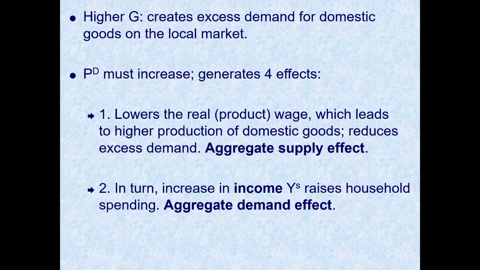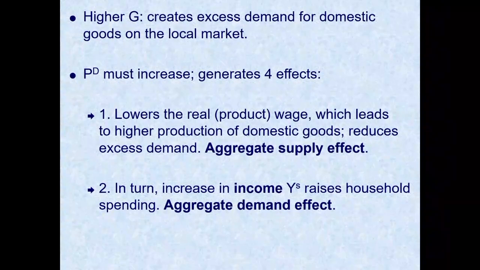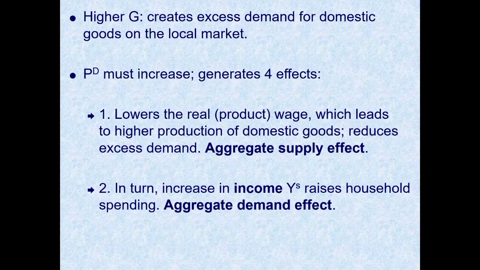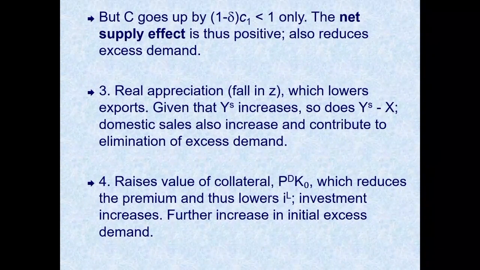So the bottom line is that when prices increase, you're going to have 4 effects, and that holds for every shock when it comes to PD. You have the aggregate supply effect, meaning that YS is going to go up because the real wage falls. You have an aggregate demand effect because as income increases, consumption increases as well. But remember what I said earlier, the net supply effect is going to be positive because consumption goes up by less than the increase in income.